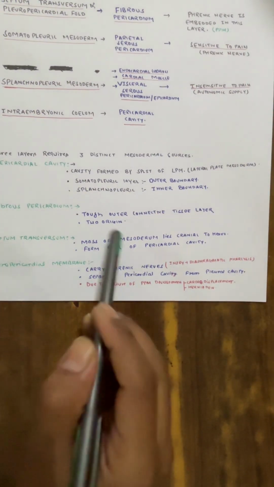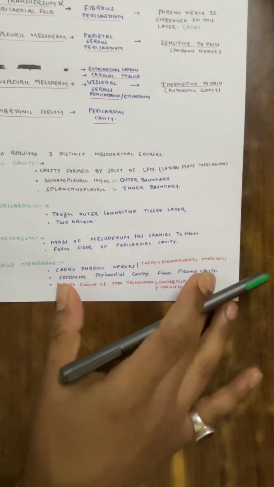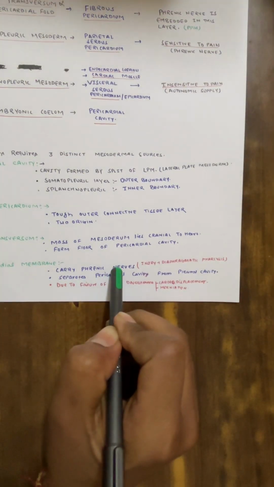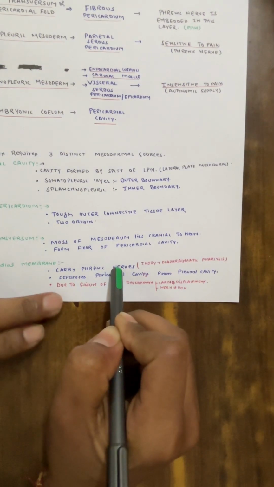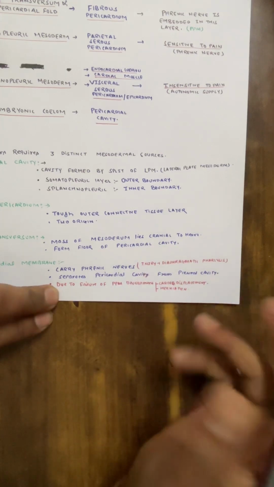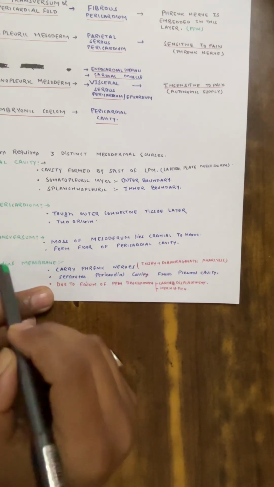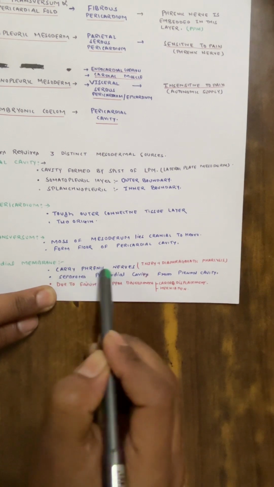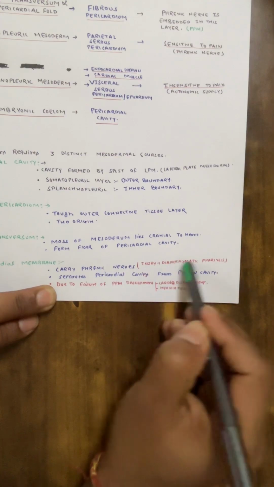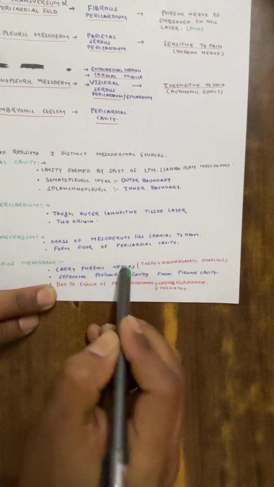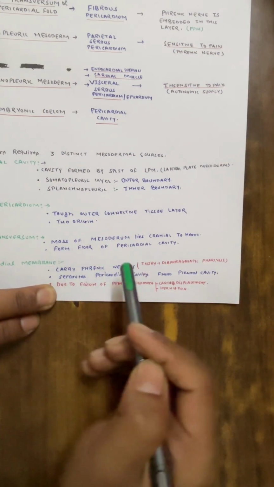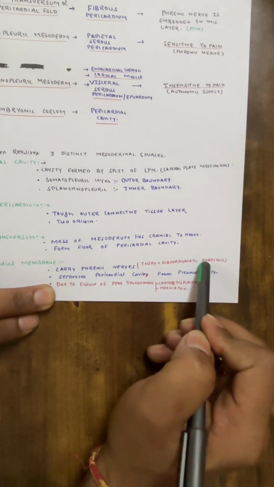Now the second origin is the pleuropericardial membrane. This pleuropericardial membrane carries the phrenic nerves, because of which it is sensitive to pain. The somatopleuric mesoderm-derived layer is the parietal serous pericardium. Injury of this membrane will cause diaphragmatic paralysis, because the phrenic nerve also supplies your diaphragm. So if this membrane gets injured by any cause, there will be diaphragmatic paralysis.